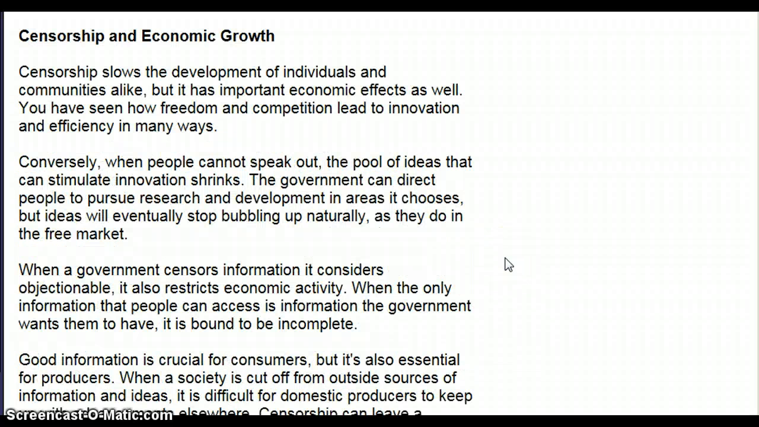Censorship and economic growth. Censorship slows the development of individuals and communities alike, but it has important economic effects as well. You have seen how freedom and competition lead to innovation and efficiency in many ways. Conversely, when people cannot speak out, the pool of ideas that can stimulate innovation shrinks. The government can direct people to pursue research and development in areas it chooses, but ideas will eventually stop bubbling up naturally, as they do in the free market.